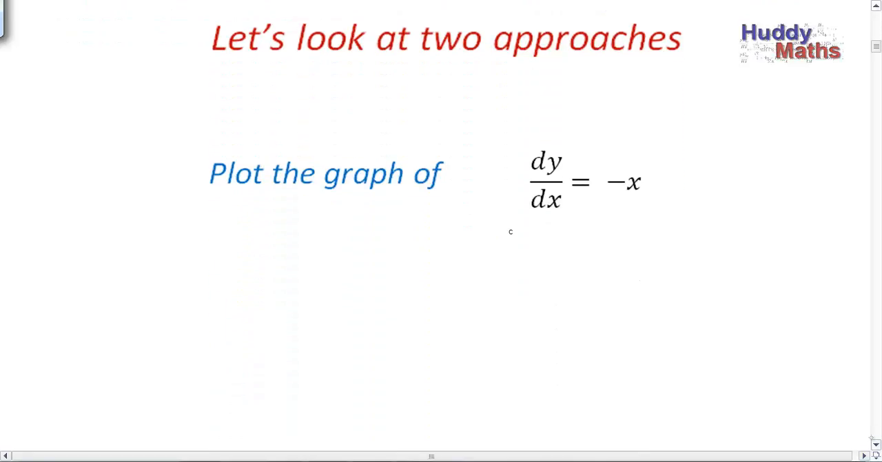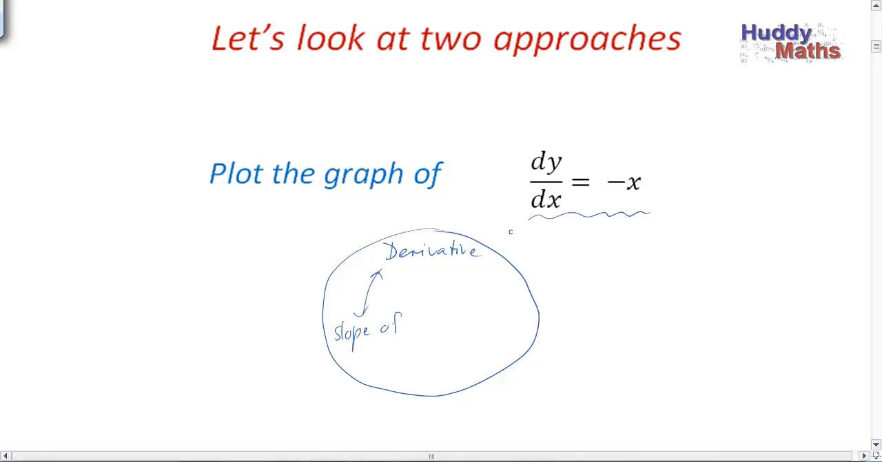First of all, let's plot the graph of dy by dx equals negative x. What? What's that mean? We have to go into the trichotomy here, I think. Let's go back again and say we're looking at the derivative in a couple of different ways. We have our first principles, and then we have the slope of the tangent as an interpretation of what the derivative might mean. And then we also have the instantaneous rate of change. Well, here, if we're plotting the graph, I think we'd be looking at slopes of tangents.